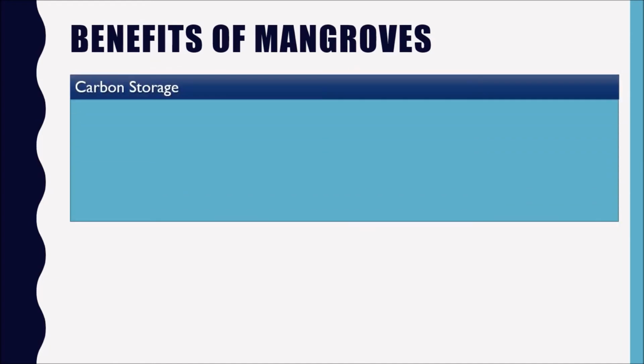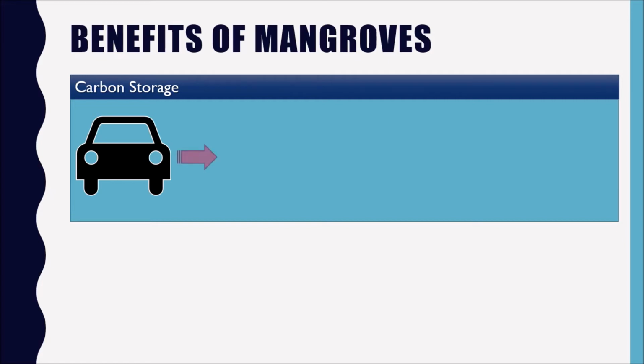The first one I want to talk about is carbon storage. One of the important things that mangroves do for our environment is to absorb and store carbon dioxide from our atmosphere. Carbon dioxide can come from many different sources, including greenhouse gases that are produced by fossil fuels like gasoline in our cars or our airplanes. And like other plants, mangroves use carbon dioxide from the atmosphere in the process of photosynthesis to build tissues in their leaves, their roots, and their trunks.